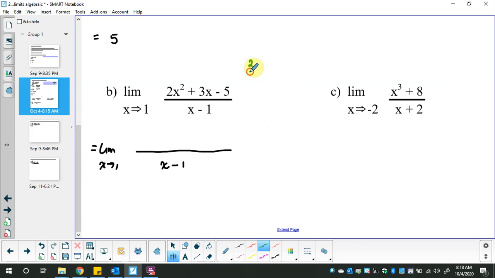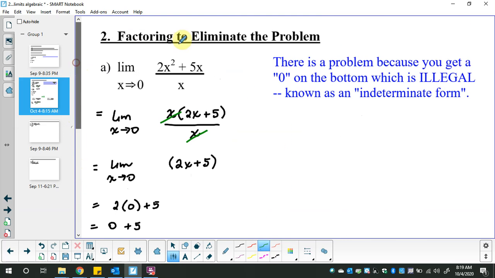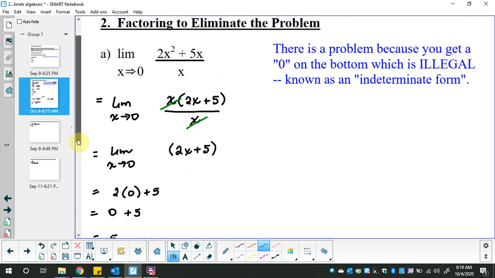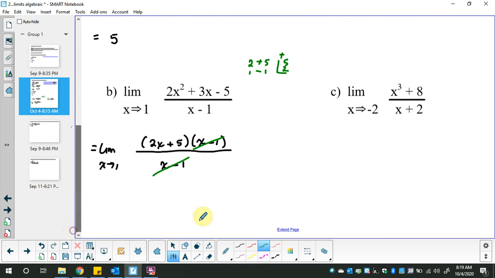So 2 numbers that multiply to be 2, 2 numbers that multiply to be 5, complex trinomial factoring. And it is not a surprise. These questions are sort of pre-planned for you. It is not a surprise that we end up with a factor of x minus 1, because the whole point is to eliminate the problem. So now that we've eliminated it, and no, you don't always end up with 2x plus 5. That would just be silly. It's just these first 2 examples.